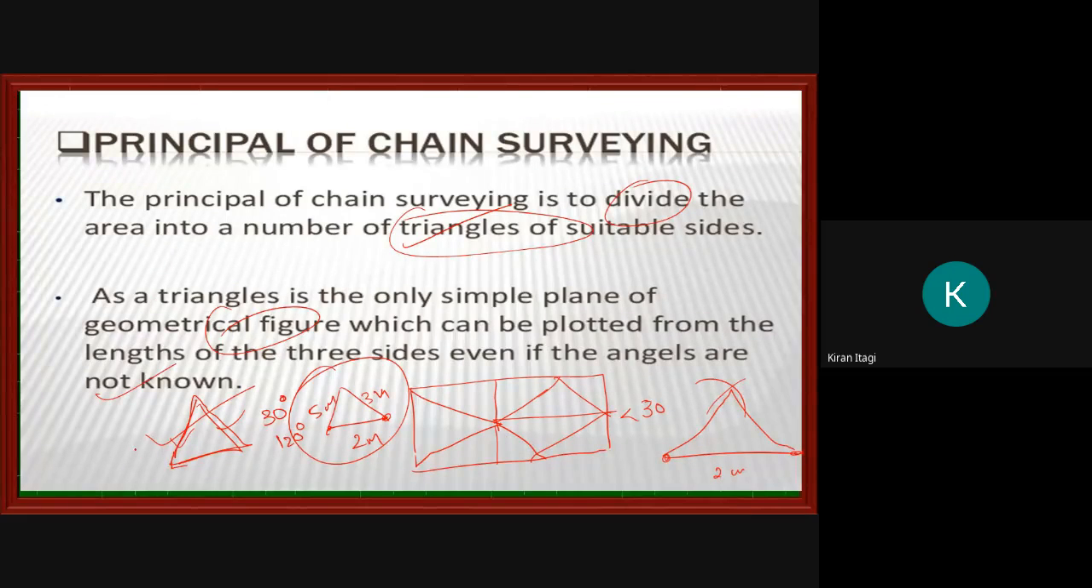It is also one of the simple geometric figures, and we can also directly apply the sine rule and cosine rule. With the help of the triangle we can know the length and width. If you have fewer measurements or values, then we can go for the triangle. And one thing is that you should go for the well-conditioned triangle.